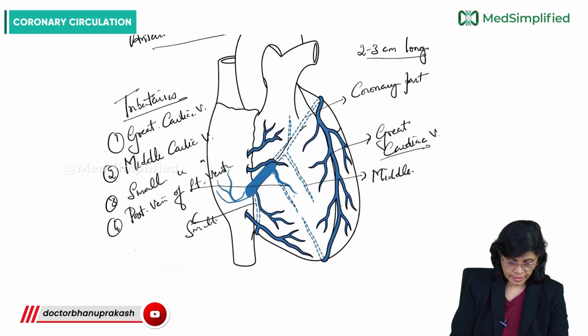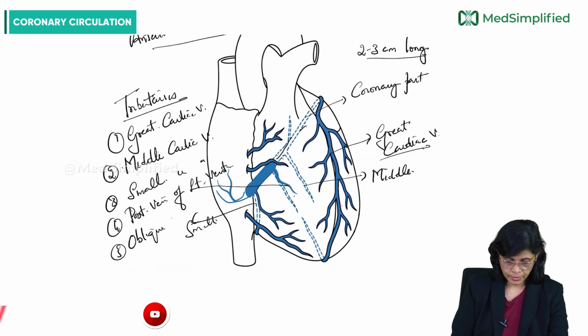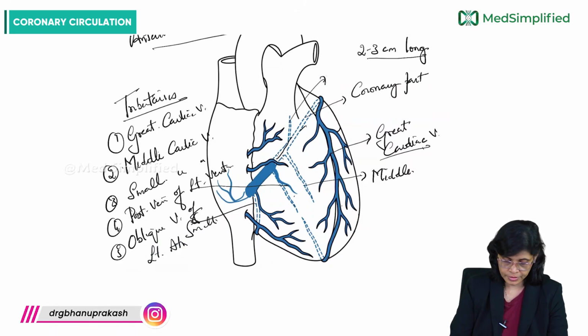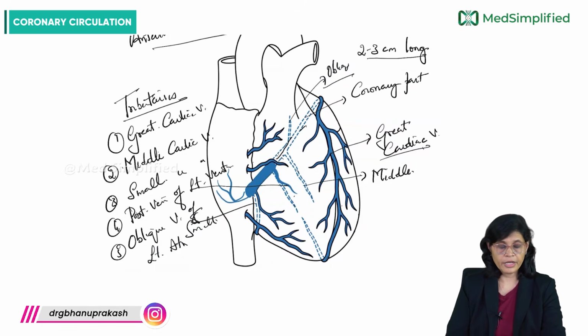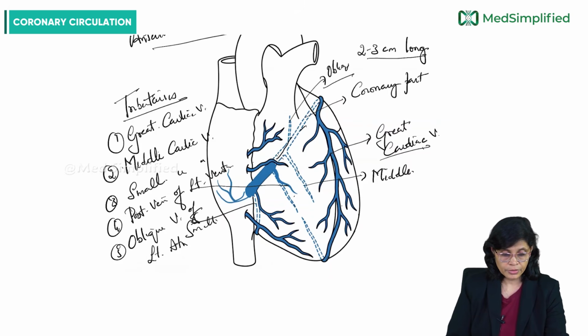And we see one more, the oblique vein of left atrium. This is the oblique vein. Now here you have to remember, this oblique vein is the remnant of an embryological structure, that is the left duct of Cuvier. Except for this, the rest of all of them have the valves.